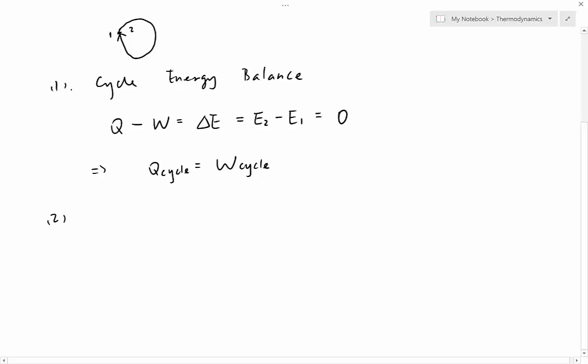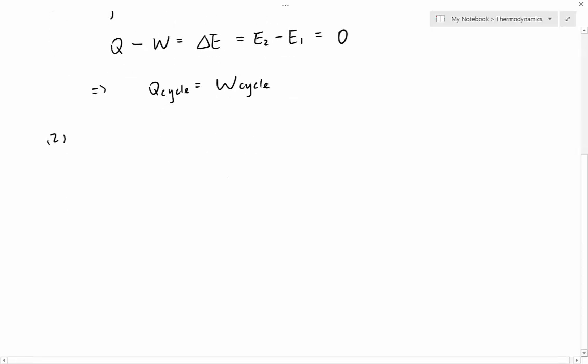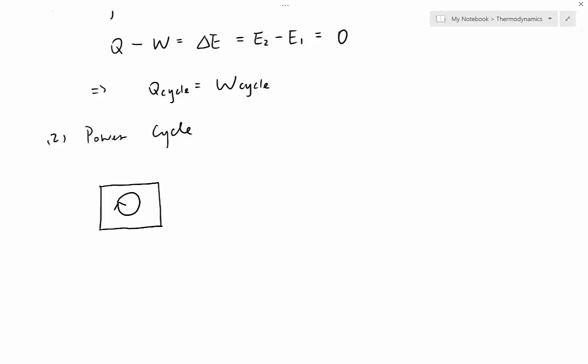And then next, we're going to introduce 3 different cycles in this class. The first cycle we introduce is called a power cycle. The reason why it is called a power cycle is because the purpose of this cycle is to generate power, or you can say work. Okay, how do we sketch a power cycle? First of all, you draw a box. That is your system. And then you draw a circle within, meaning it's a cycle. You can think of this box as the engine of your car.